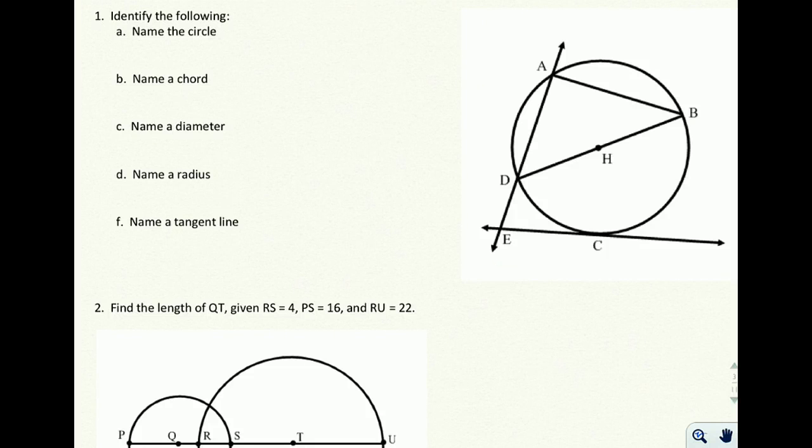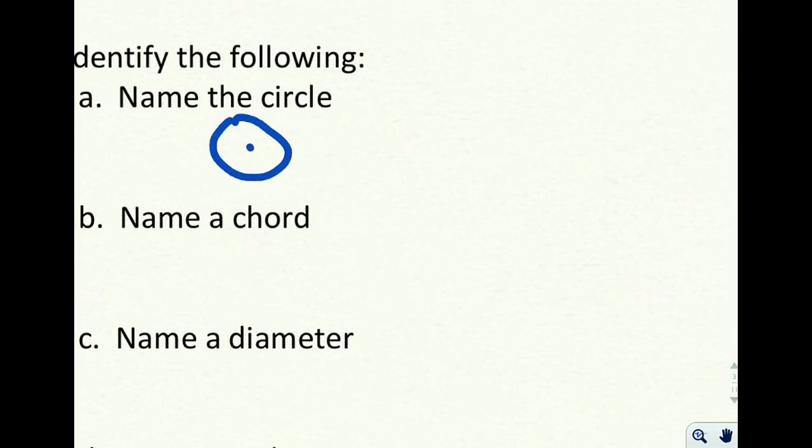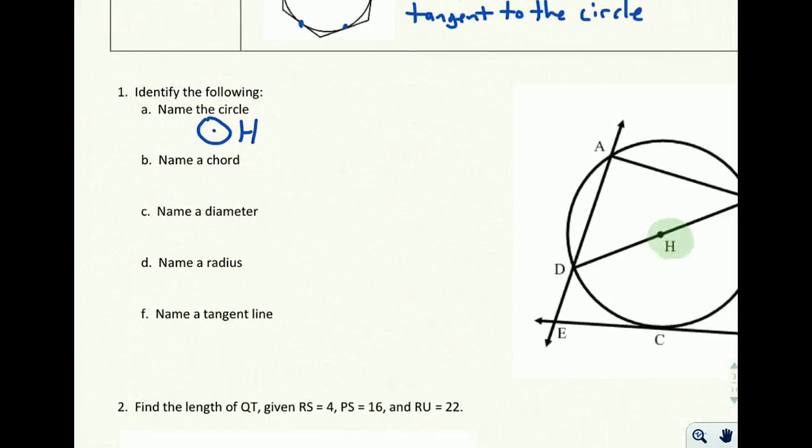We're going to go on to a few examples here. First one is naming this circle. We always name a circle by its center. So this is going to be called circle, usually a little circle and dot, H. So circle H.